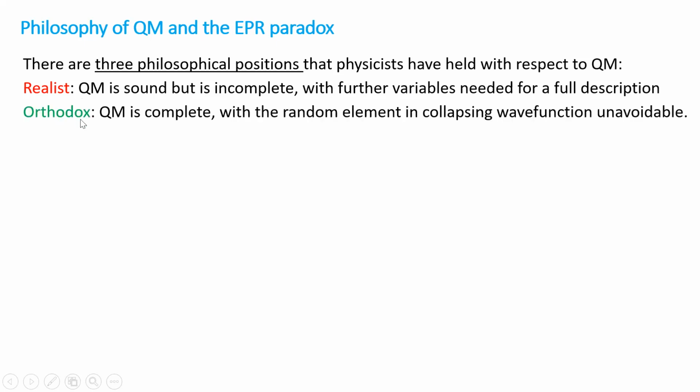The orthodox position, which is probably the most widespread, is that quantum mechanics is in fact complete, and that the random element, for example, in the collapsing wave function, which is what really bothers the holders of the philosophical realist position, is unavoidable. So there's a randomness, and as we'll see, a non-locality built into quantum mechanics, and so built into nature.